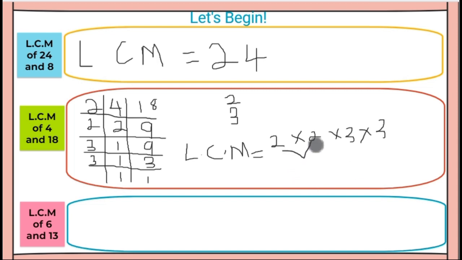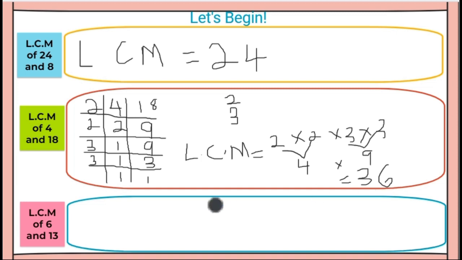2 times 2 is 4. 3 times 3 is 9. And then our 4 times 9 is 36. That means the LCM of 4 and 18 is 36.